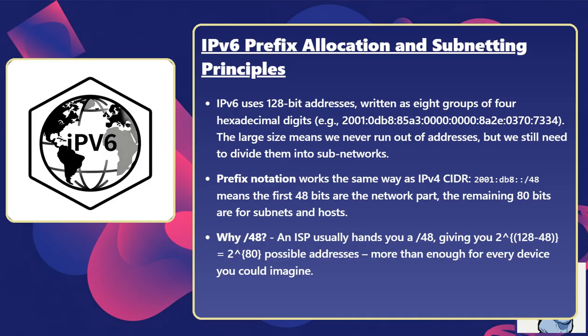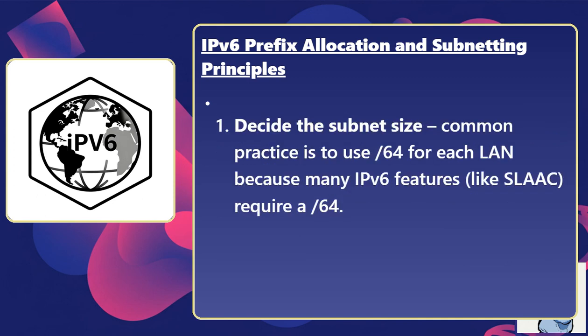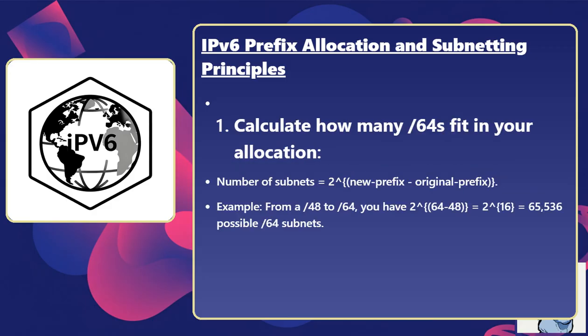Why /48? An ISP usually hands you a /48, giving you 2 to the power of 128 minus 48, equals 2 to the power of 80 possible addresses, more than enough for every device you could imagine. Step 1. Decide the subnet size. Common practice is to use /64 for each LAN, because many IPv6 features like SLAAC require a /64.